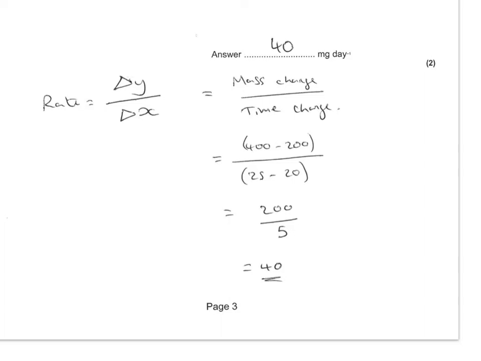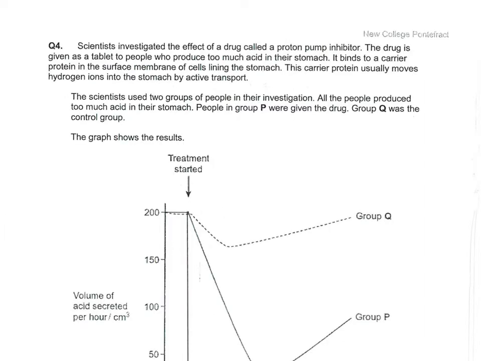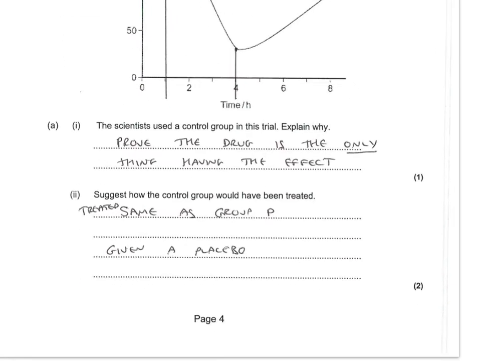There was 1 mark for just doing a mass divided by time. This question was particularly poorly answered, and it's one that does crop up time and time again, especially part A. So let's have a look at that. So for part A, so control group, why do you use control groups? It's to prove that whatever you're testing is having the effect. So in this case it's a drug, to prove the drug that's having the effect.